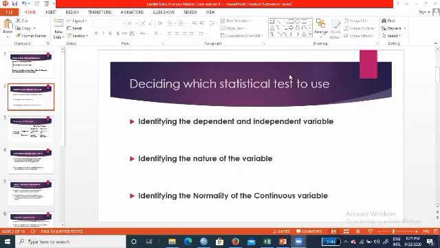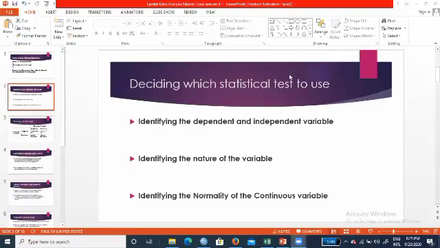So those that are changing, the parameter we are measuring, are the dependent variable, while those groups are the independent variable. In most cases, you are going to encounter such. And we'll identify the nature of the variable, whether it is continuous or categorical. You need to identify that.